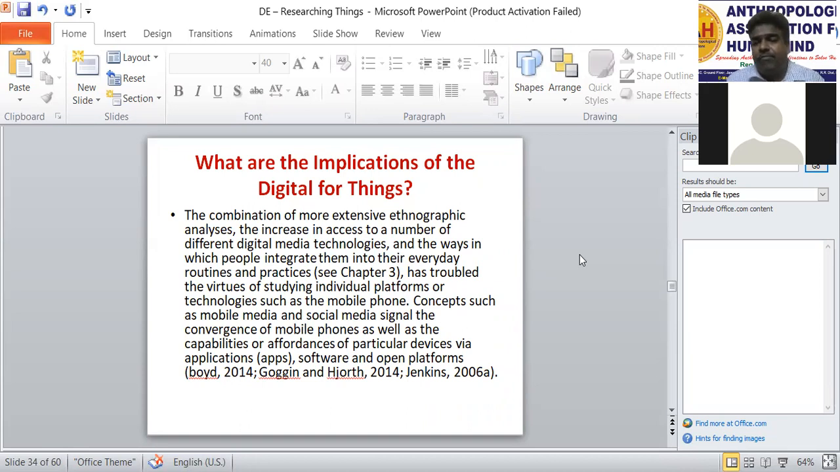So the combination of more extensive ethnographic analysis, the increase in access to a number of different digital media technologies, and the ways in which people integrate them into their everyday routines and practices has troubled the virtues of studying individual platforms or technologies such as the mobile phone. Concepts such as mobile media and social media signal the convergence of mobile phones as well as the capabilities or affordances of particular devices via applications, software, and open platforms. Boyd, Gauguin, George, and Jenkins.